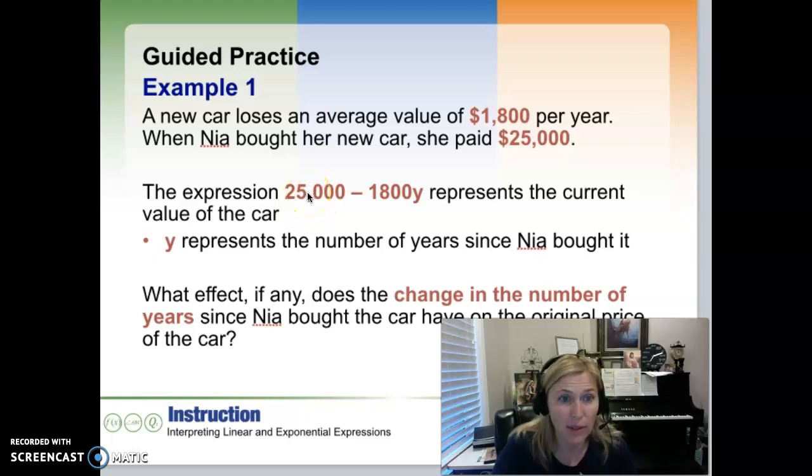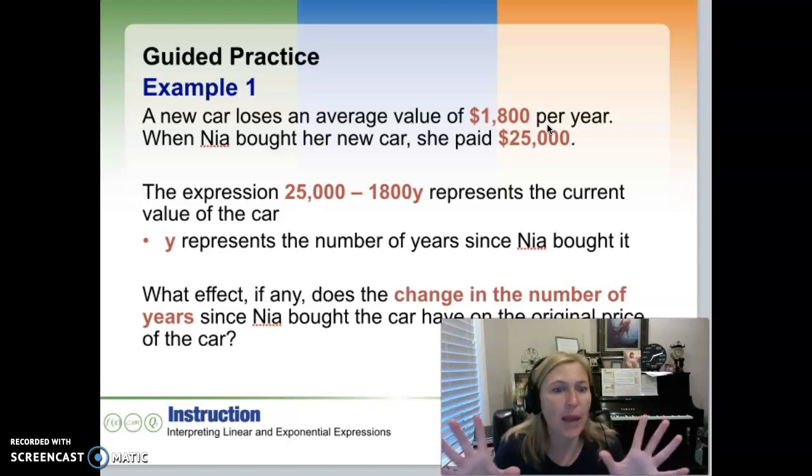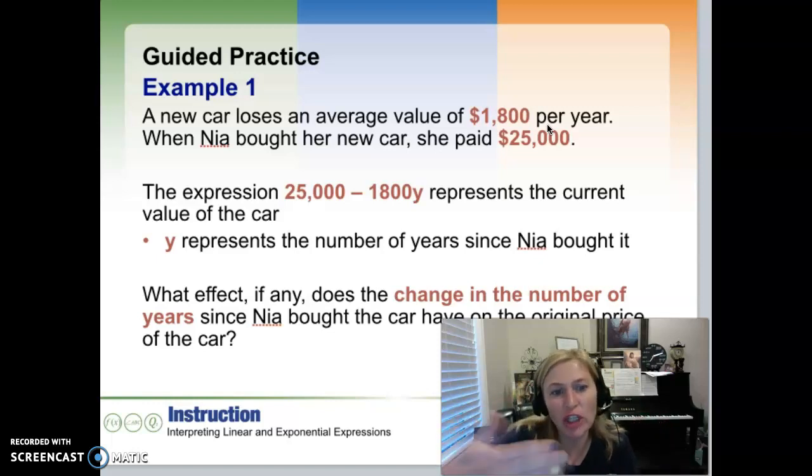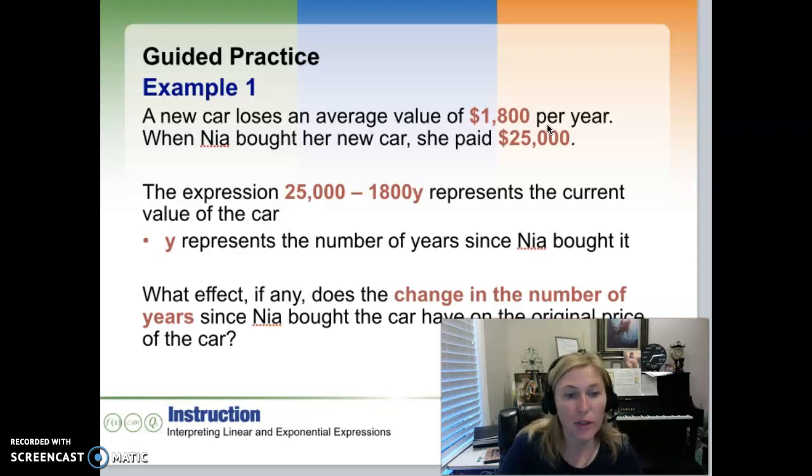That's a constant. Now, this is a key word I love, per year, because that usually means I'm going to have to add something. That means it changes. Okay, so if it changes, it means that I need to add a variable. And this time we added a y.